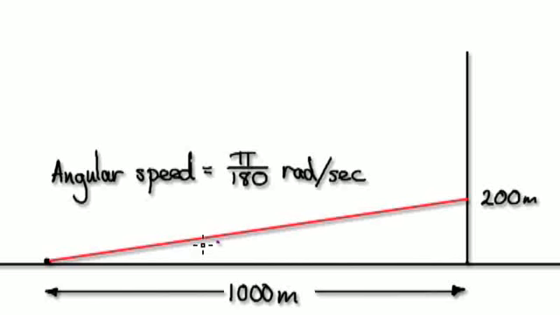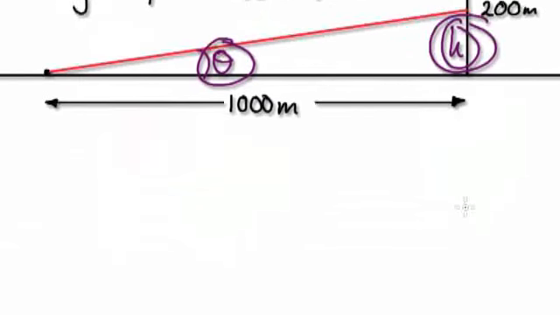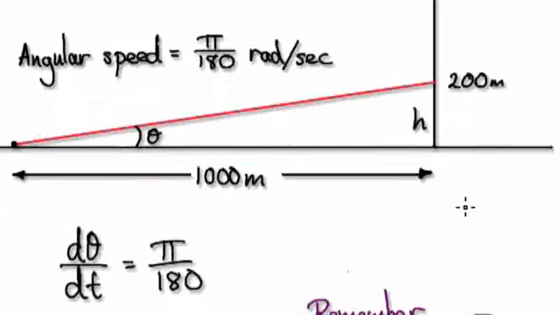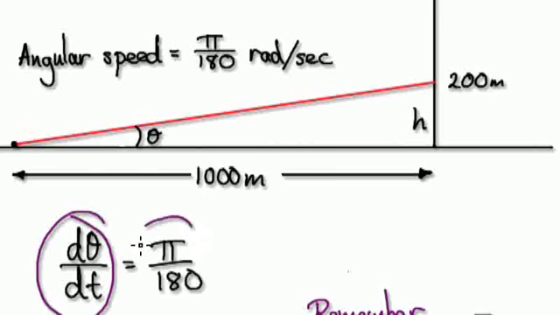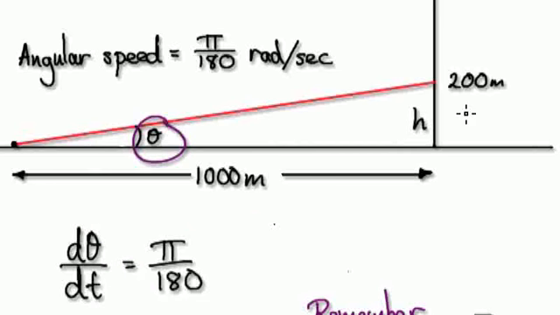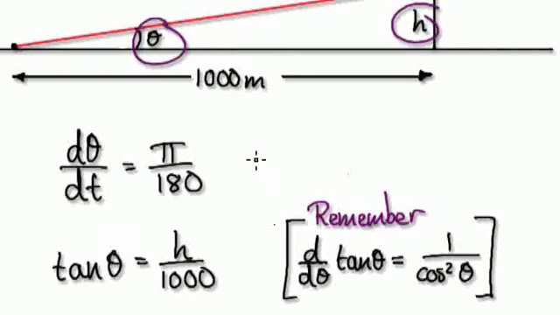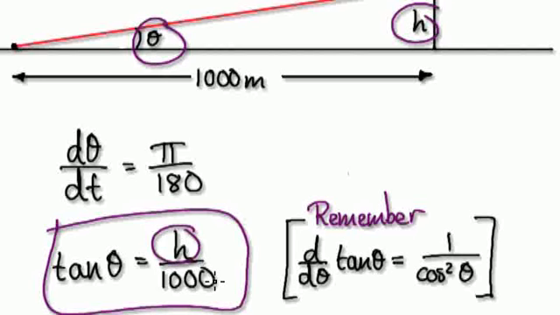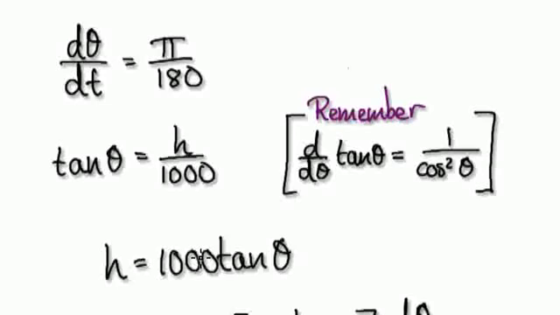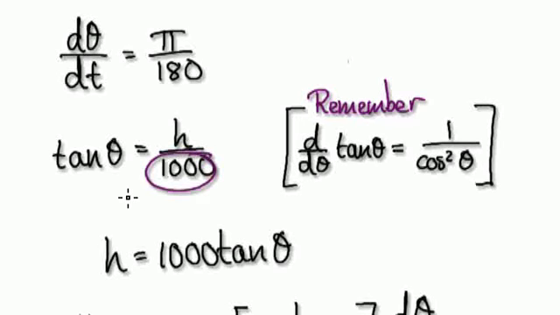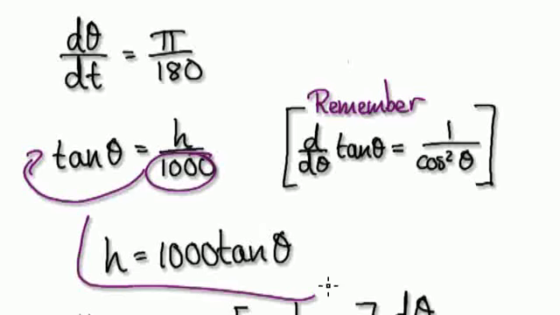We were at the point where we have theta and h here. We want to find a connection between theta and h, and that connection is tan. We're given d theta by dt as this, which was given to us initially. You see, tan theta will be h over 1000. Now times both sides by 1000. That will take you to here.